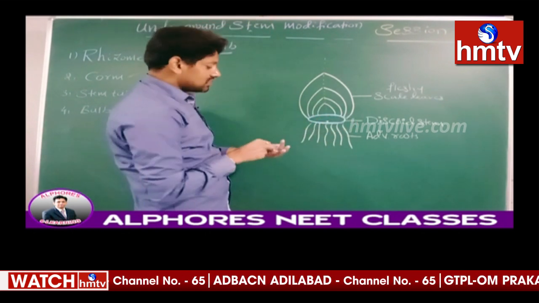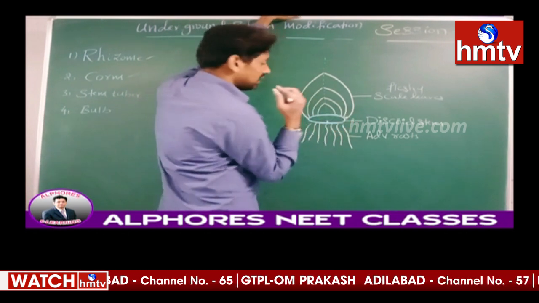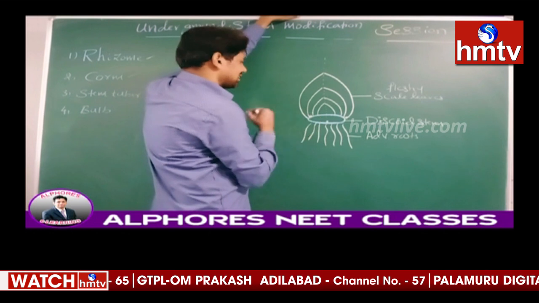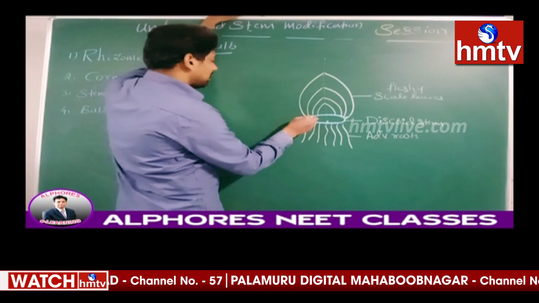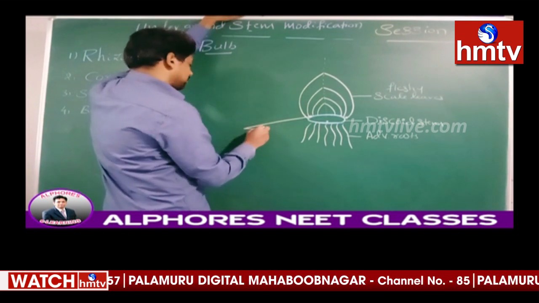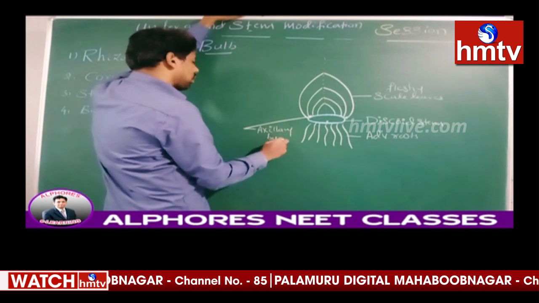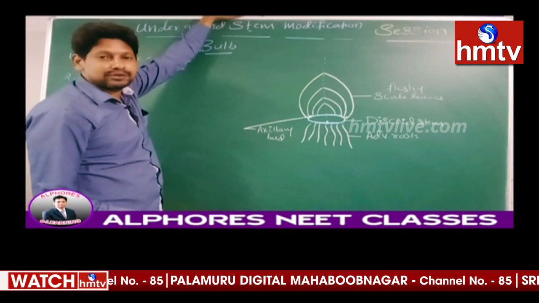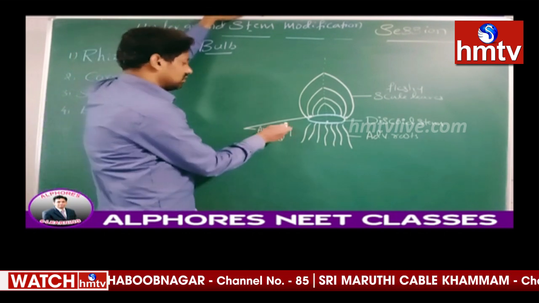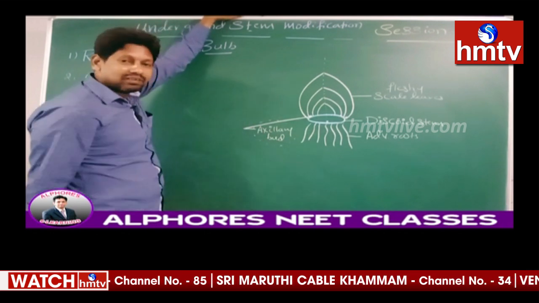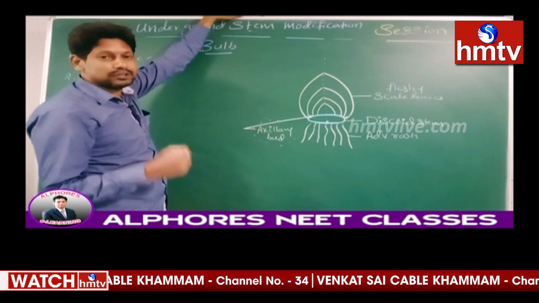Sir, this is the axil. This axil contains which bud? Axillary bud. Axil with axillary bud. Okay. This axillary bud develops into a daughter bulb, and is used for vegetative reproduction. Which bud? Axillary bud. Develops into what? Daughter bulb. Used for vegetative propagation.